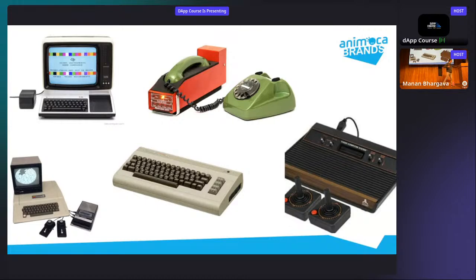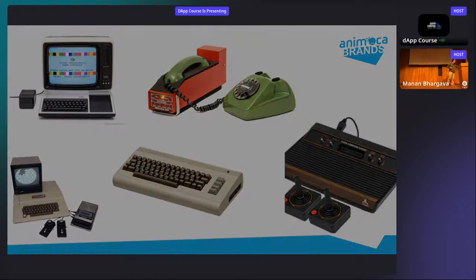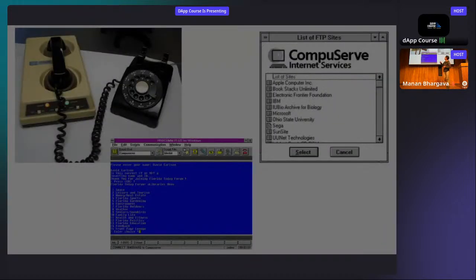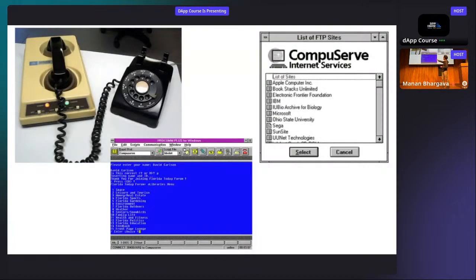Anyway, that's how we connected online. Back in the days, that was the way we interfaced online, which was all text-based, right? That was the acoustic coupler. And CompuServe was basically the pre-internet type service in which I went online.